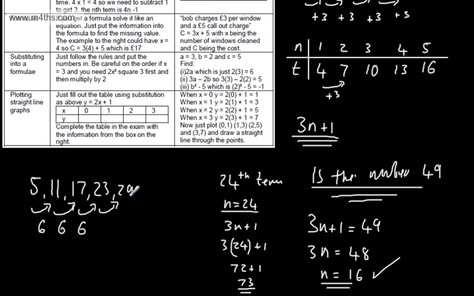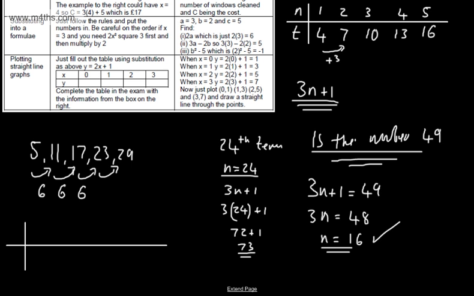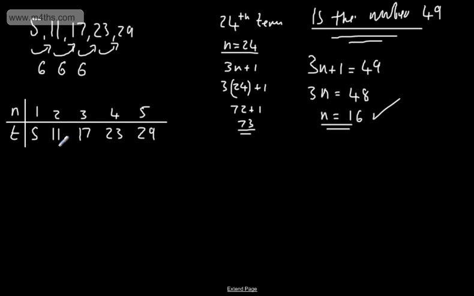Okay, so let's set up my little table here. What we're going to have is the term in the sequence, the one that we're given: 5, 11, 17, 23, 29. And the number 1, 2, 3, 4, and 5. So I know the common difference is plus 6. So I know it's going up by 6 each time, therefore I write 6n.